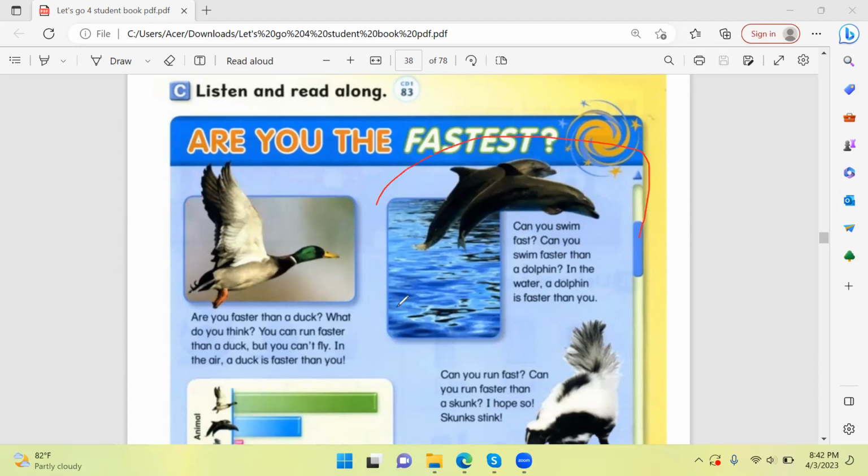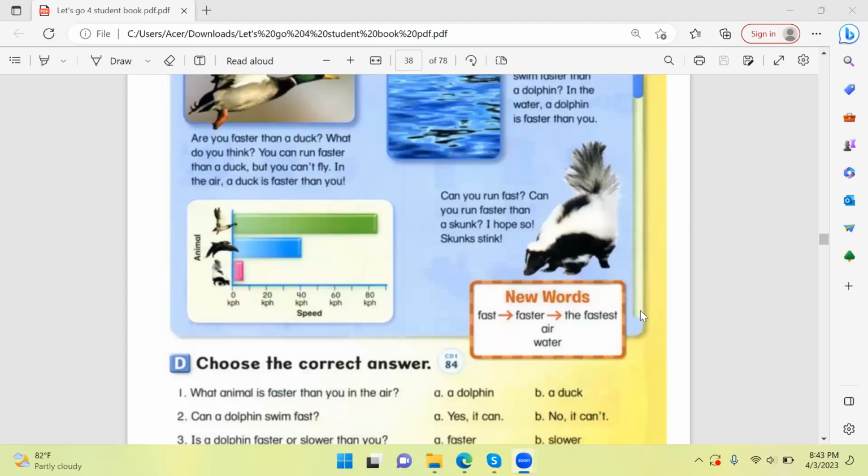Okay, very good, Julia. Can you swim faster than a dolphin? In the water, a dolphin is faster than you. Okay, very good. Can you run faster than a kangaroo? I hope so. Okay, we have here new words. Can you please read the first? Fast, faster, the fastest. Very good. Air and water.